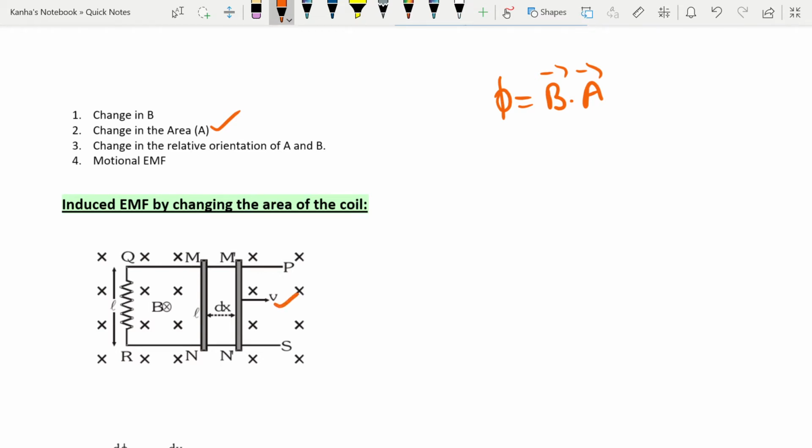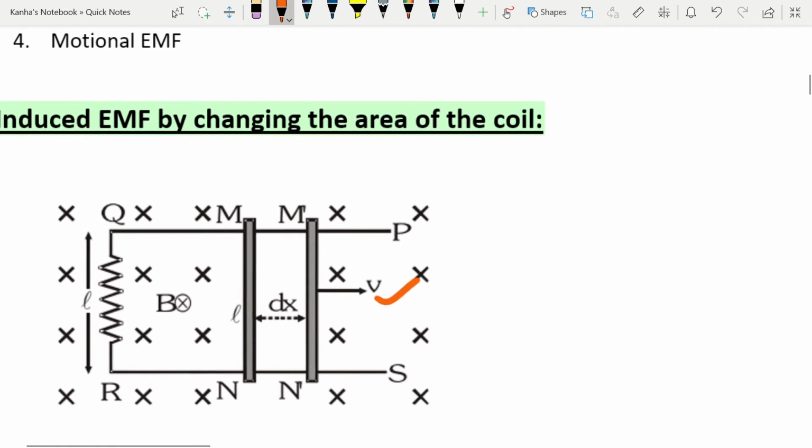I'll zoom in so that you can get a better picture. Okay. Now this is moving with the velocity v in the right direction. So after some small time dt, the wire will reach a position M'N'. Initially it was at MN, and finally it reaches a position M'N' after some time dt, and in this time it covers a total distance dx.